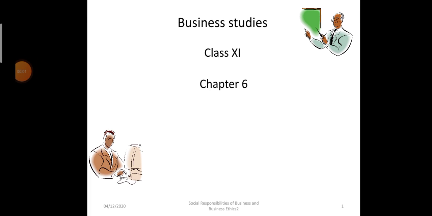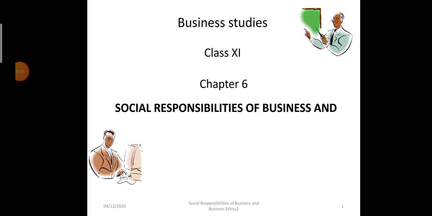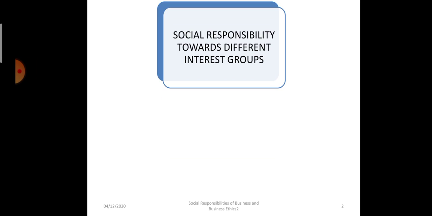For chapter 6, social responsibilities of business and business ethics, this is the second video. In the previous video, we discussed the meaning of social responsibility of business, arguments in favor of social responsibility, and arguments against social responsibility of business. Here we will be discussing the social responsibility of business towards different interest groups.